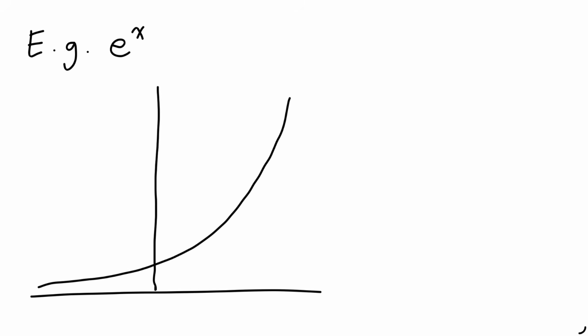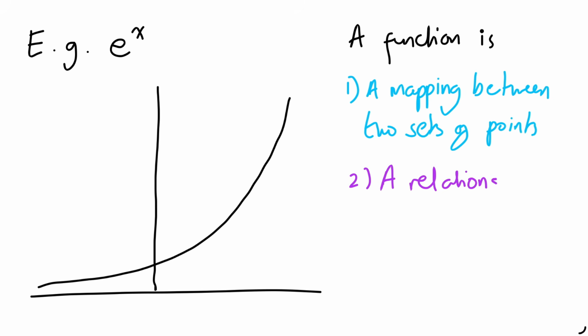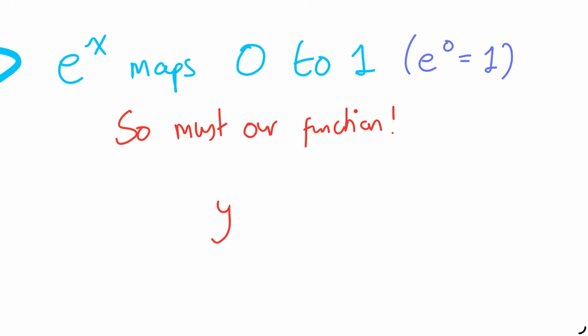At this point, it becomes useful to consider a function as two separate things. Firstly, as a mapping between one set of numbers and another, and secondly, as a relationship between one variable and another, i.e. something that tells you how your output will change as you vary your input. Looking at e to the x, we can see that it maps the number 0 to the number 1. So we can start building our approximation from the point x equals 0 and say y equals 1.